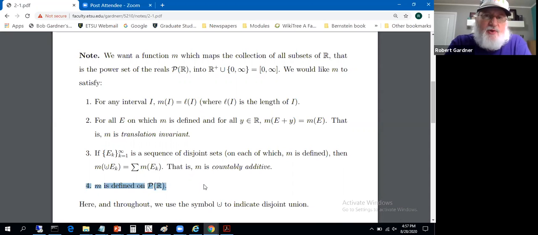So we'll do a pretty thorough job of setting up the measure. And from there, we'll set up Lebesgue integration. So that will come later. But onward and upward to the definition of Lebesgue measure and some of its properties.